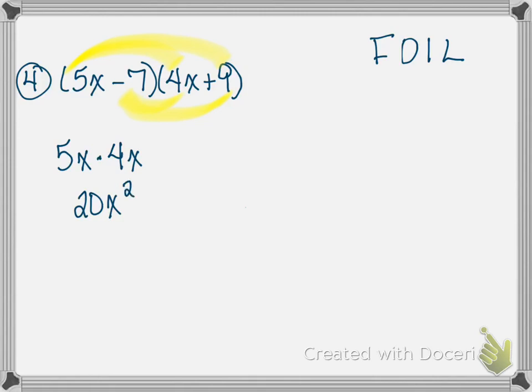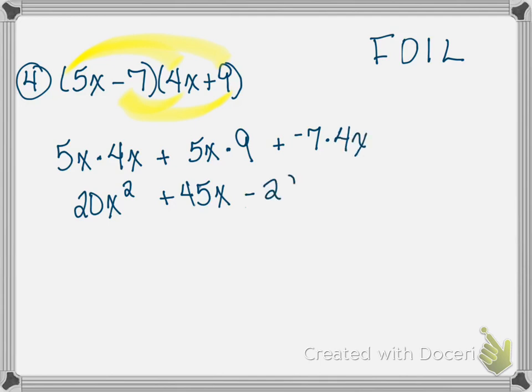Okay, then we have our outer terms. Our outer terms are 5x times 9, and that gives me 45x. Whoops, sorry about that. It's 45x. Okay, and then our inner terms are negative 7 times positive 4x. So that is going to be negative 7 times 4x. That's going to give me negative 28x. And then my last are negative 7 times positive 9, and that's going to give me negative 63.